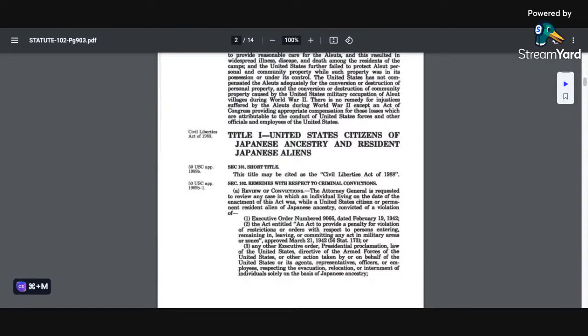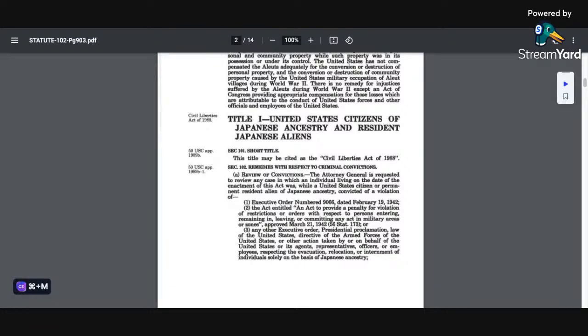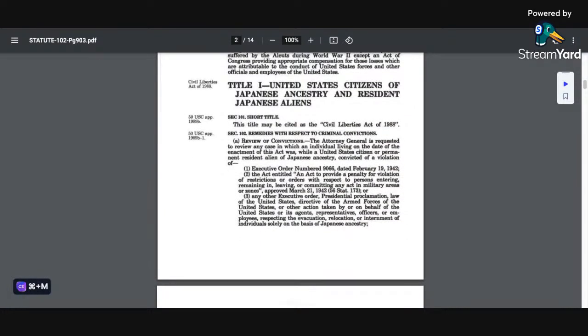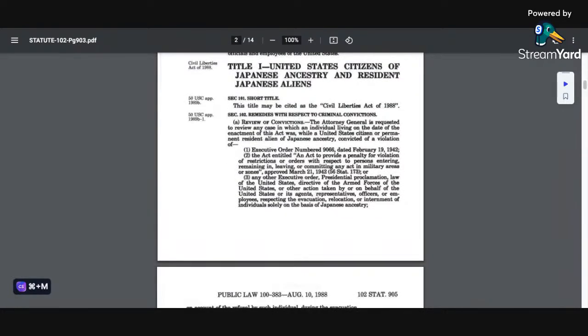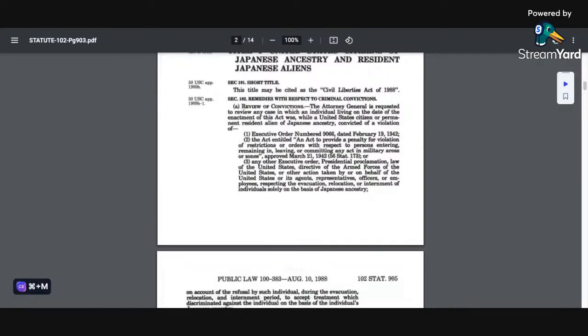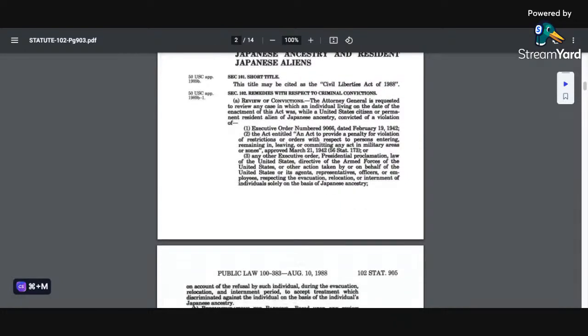So let's get started. So, short title. This title may be cited as the Civil Liberties Act of 1988. Section 102, Remedies with Respect to Criminal Convictions. A. Review of convictions. The Attorney General is requested to review any case in which an individual, excuse me, living on the date of the enactment of this act was, while a United States citizen or permanent resident alien of Japanese ancestry, convicted of a violation of 1. Executive Order numbered 9066, dated February 19, 1942.